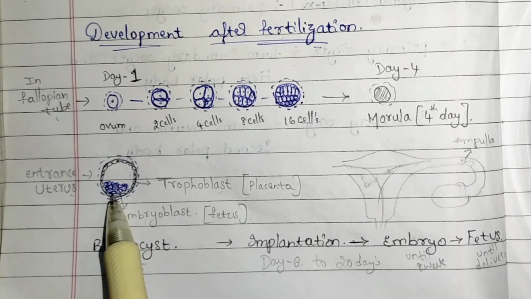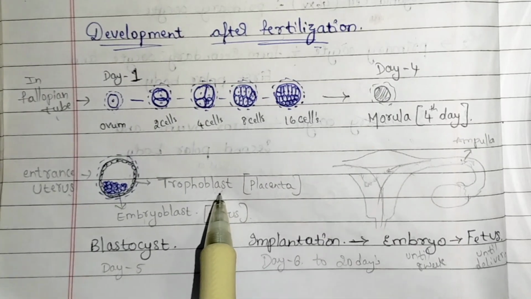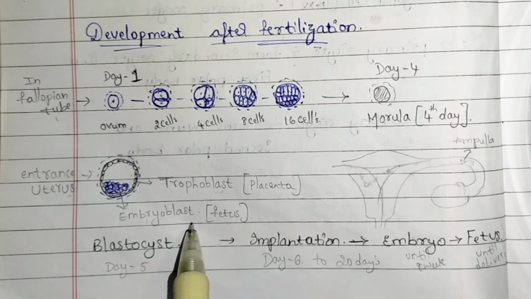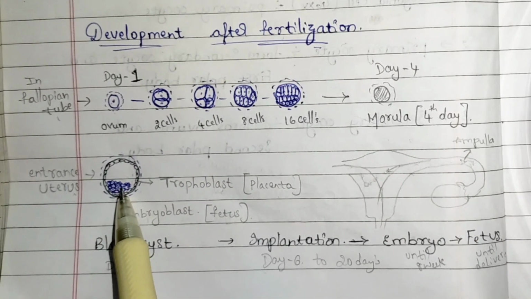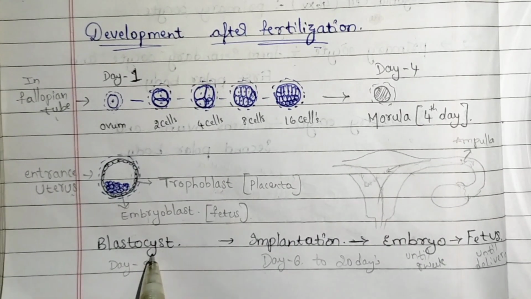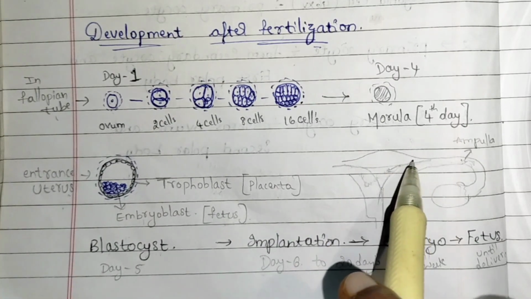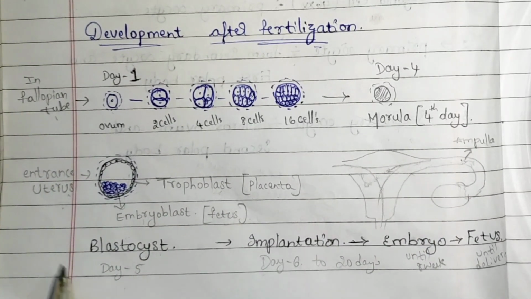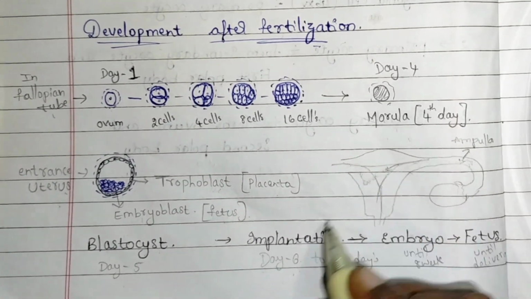This outer layer cell, which is known as trophoblast, will be further developed into the placenta, and the inner cell, which is known as embryoblast, will be further developed into a fetus. This cell is known as a blastocyst. While entering the uterus, the cell gets converted from morula to blastocyst. After entering the uterus, by day 5, the next day, within day 6, they start getting implanted.